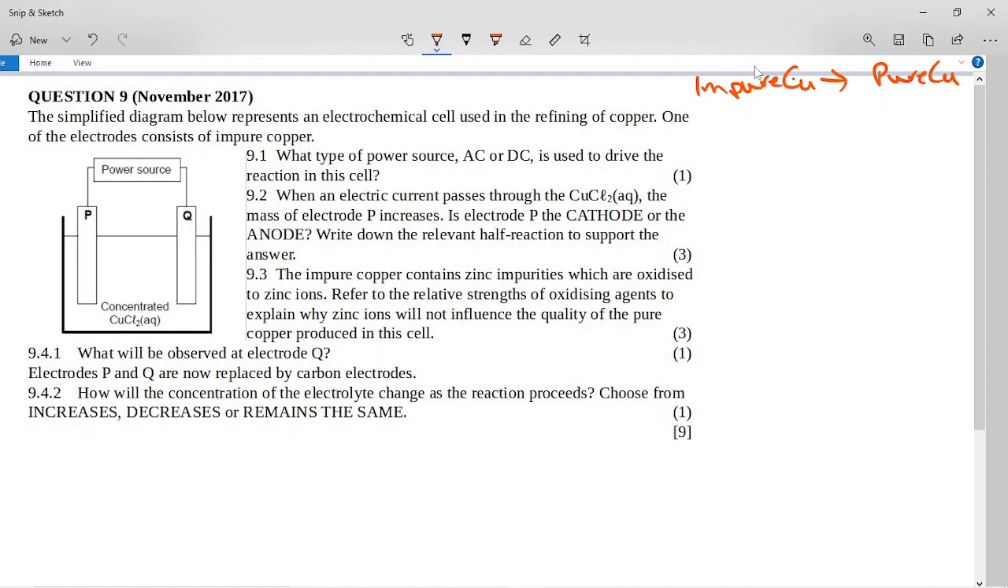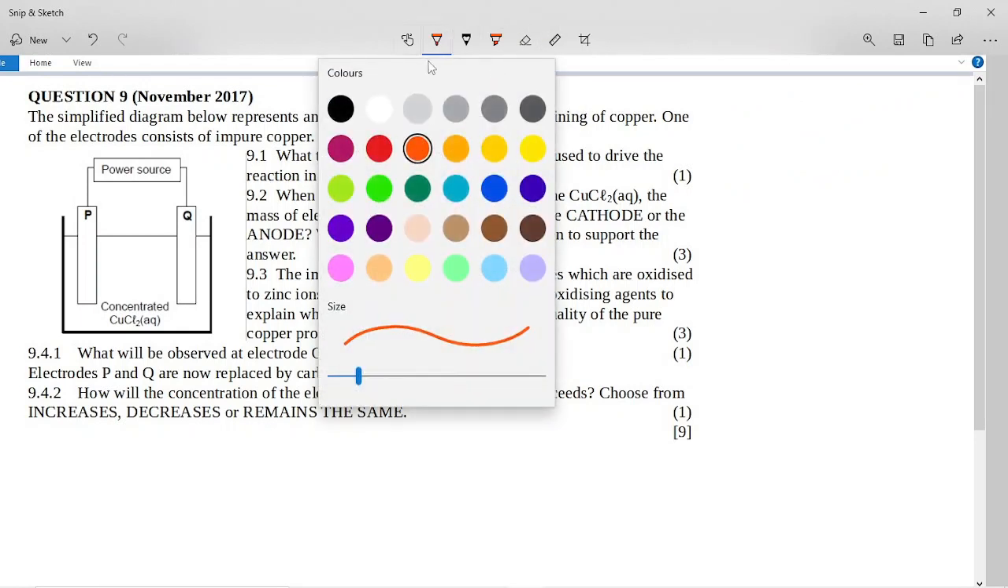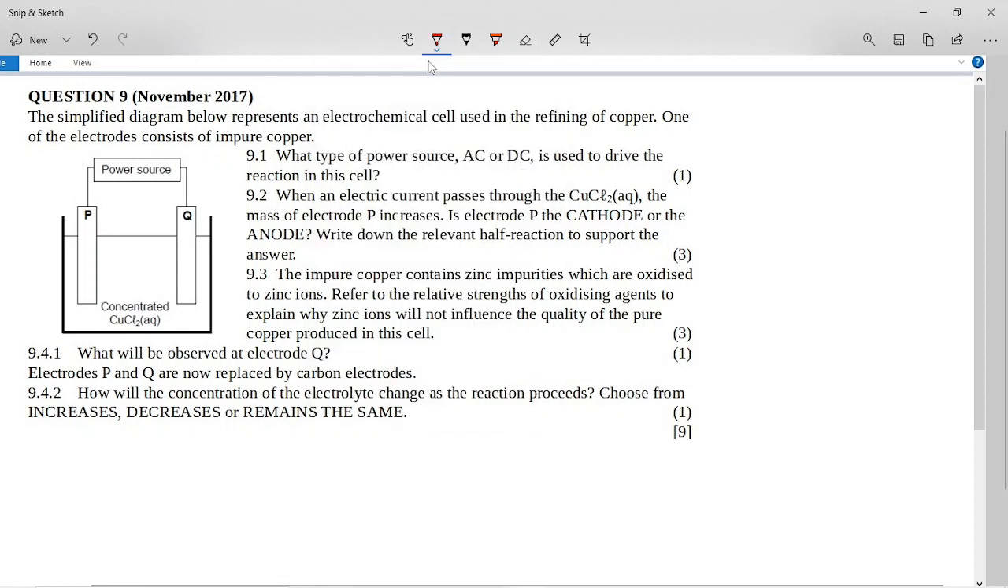copper. Okay, and how do we do this? We take copper and we turn it into copper 2 plus ions, and then on the other side of the cell we take copper 2 plus ions and turn them back to copper, and any impurities get lost along the way while we are doing these two reactions. So it's exactly the same reaction, but on the one side of the cell the copper is going into solution, and on the other side of the cell the copper is going into copper metal.